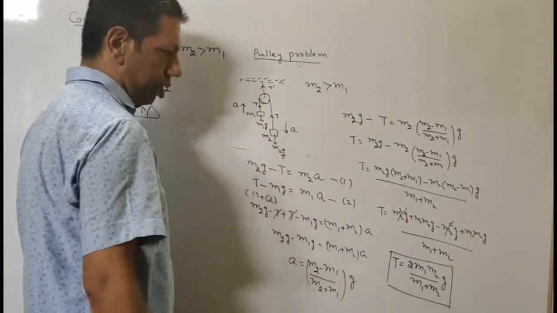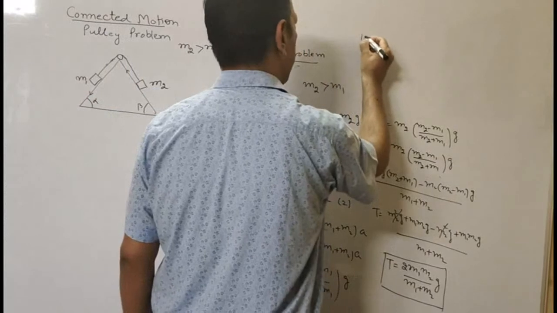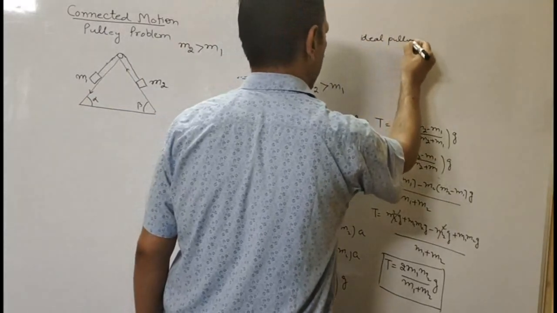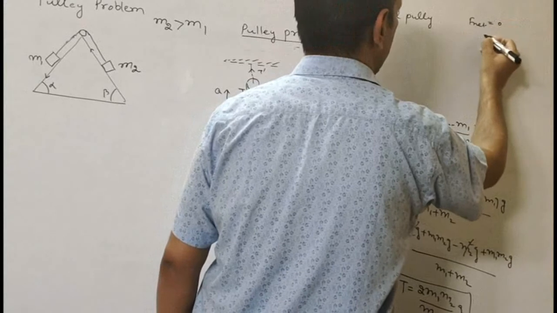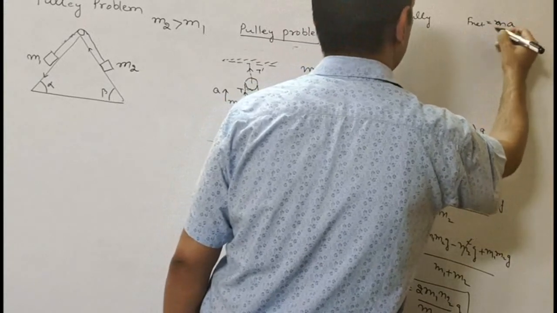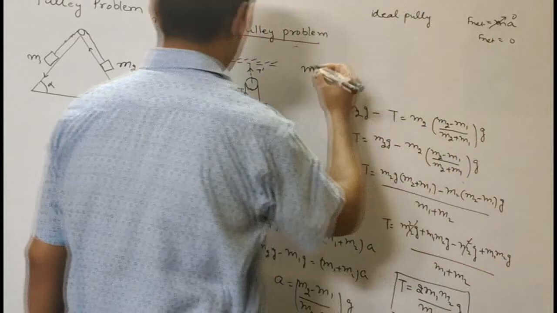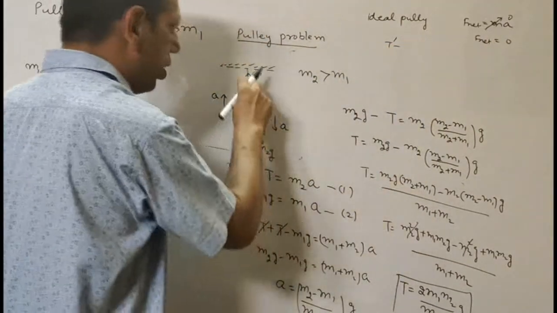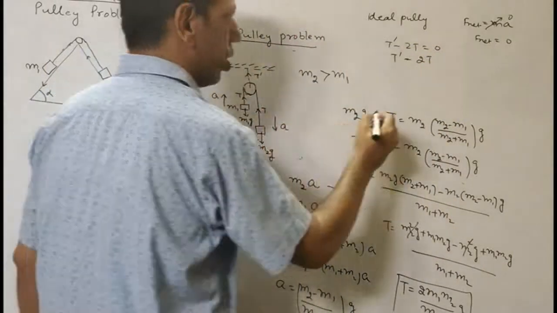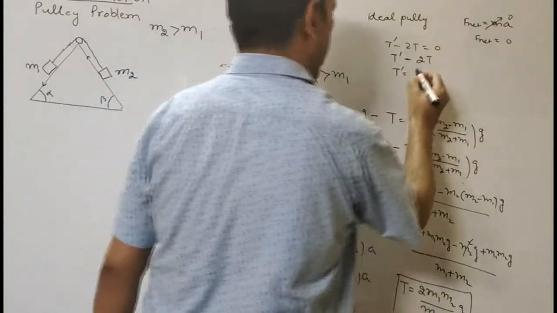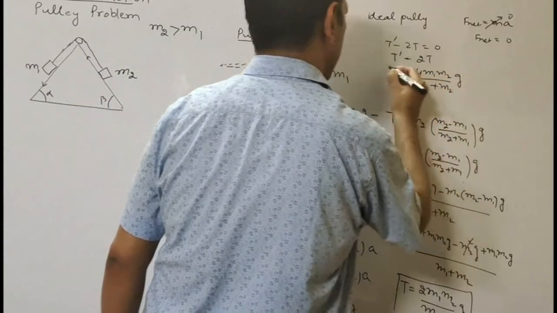Now this T dash, this tension: the pulley is an ideal pulley. In the case of an ideal pulley, net force is equal to zero. Net force is equal to mass into acceleration. Mass in this case is zero, so net force must be equal to zero. So T dash must be equal to 2T. So the tension here must be equal to 4m1m2 divided by m1 plus m2 into g.